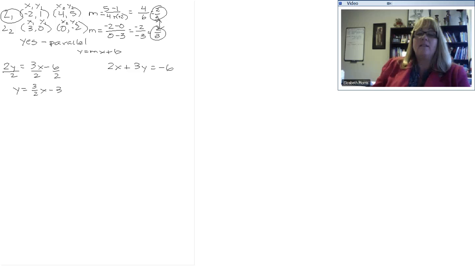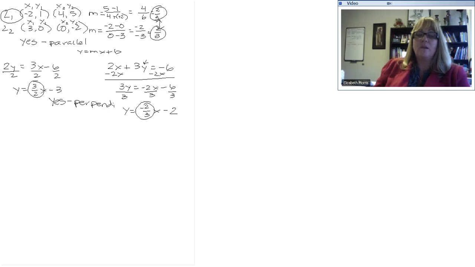Here, I have to isolate my y. So I need to move my 2x over. I get 3y equals negative 2x minus 6. I divide by 3, and I get y equals negative 2/3 x minus 2. Look at the slopes. They're not the same. They're opposite. One's positive, one's negative, and they're inverted. One's 3/2, one's 2/3. So these lines are perpendicular by comparing slopes.